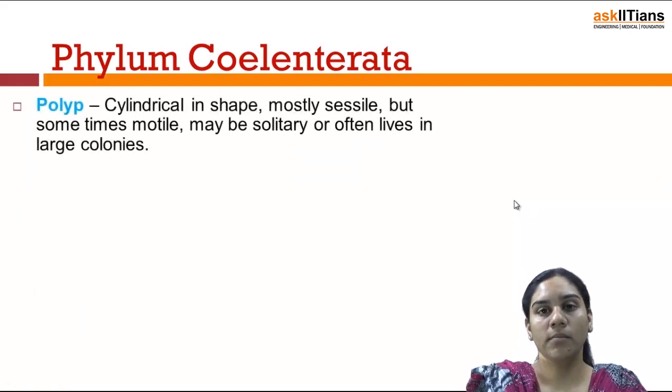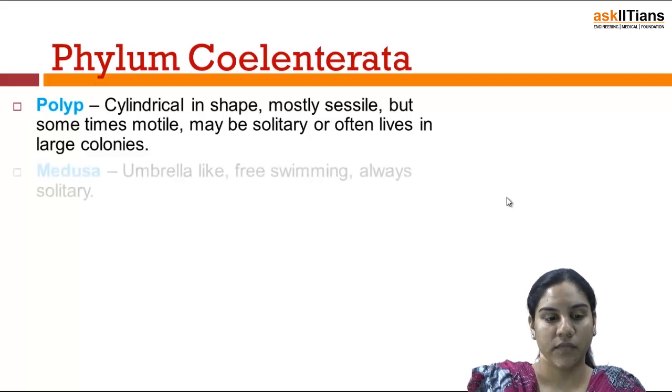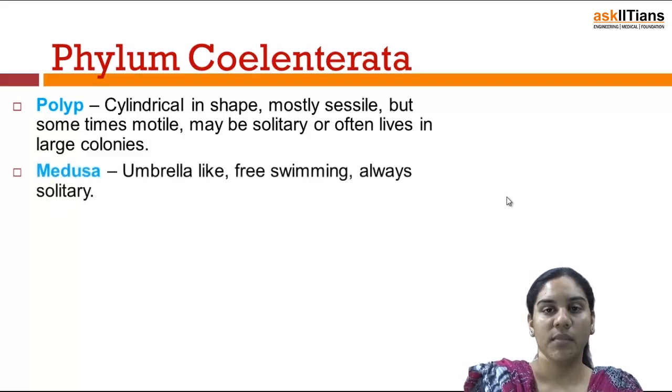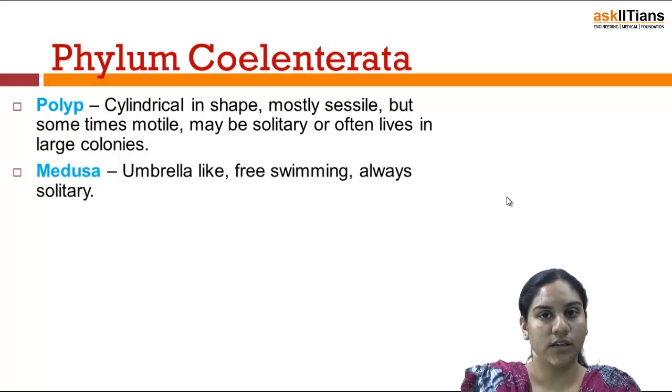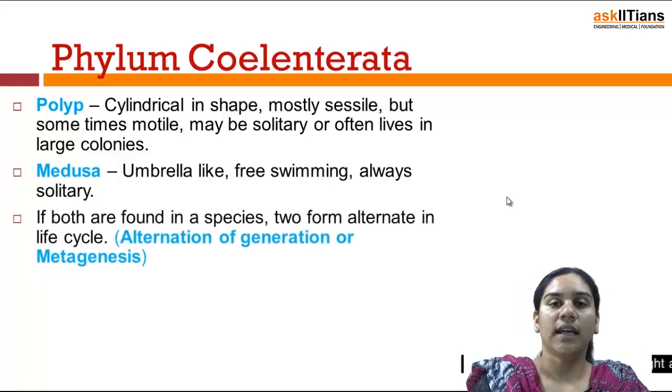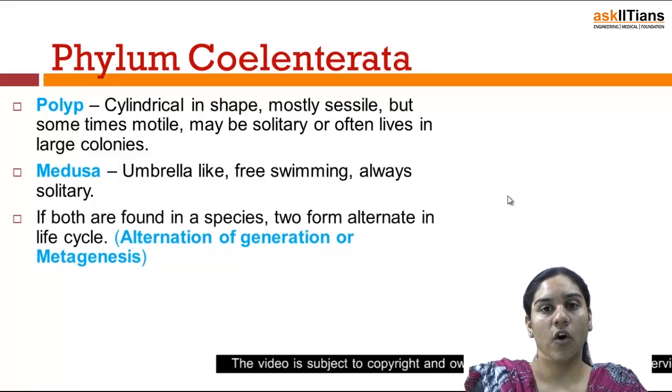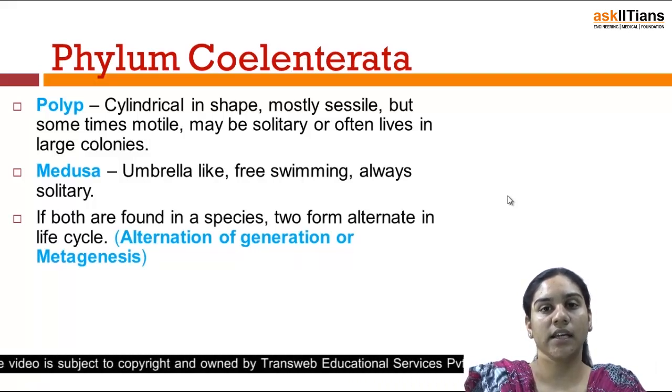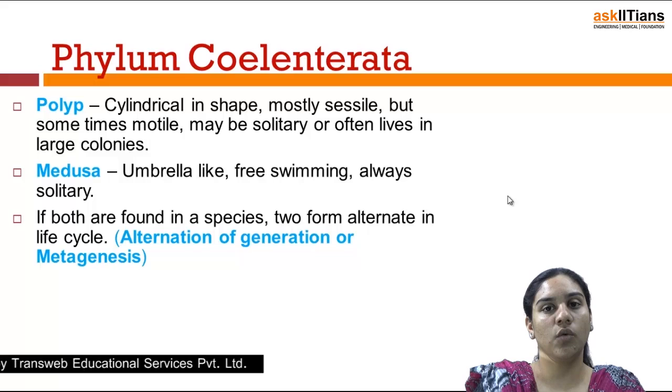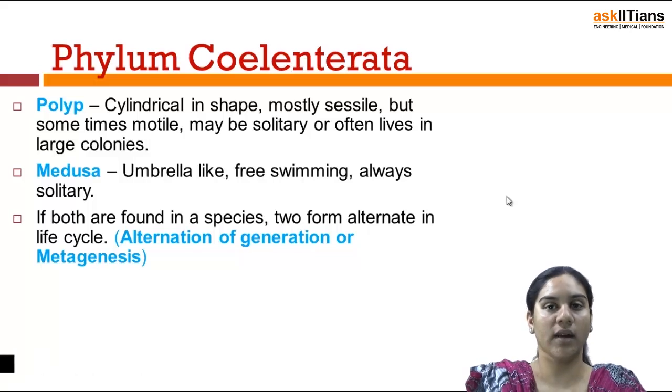The polyp form is mostly sessile, meaning it is non-motile, but sometimes it shows motility. It is cylindrical in shape and it may be solitary or often lives in large colonies. The next form is the medusa. Medusa is umbrella-shaped, free swimming and always solitary. In these organisms, these two forms alternate throughout the life cycle, and this process is known as the alternation of generation or metagenesis.